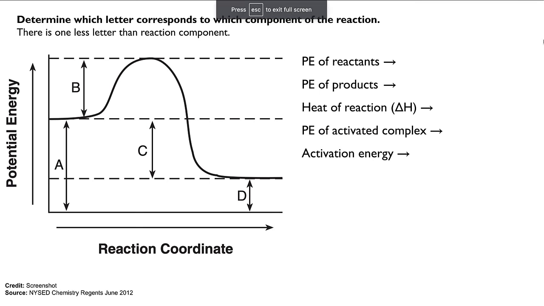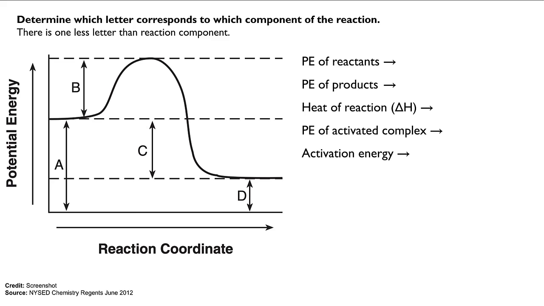Let's try one quick practice problem. I would like you to take a look at how the intervals on this potential energy diagram are labeled. And I would like you to think about, for each of these reaction components, potential energy of reactants, products, activated complex, heat of reaction, activation energy, which component matches to which lettered region of the diagram. There is one less lettered region than reaction component, so you will not use one of the terms on the right. You will not have one of those matched to a letter. So pause this video and see if you can figure out which letter goes with which component. Make sure you've given yourself time to try this problem, even if you're not sure.